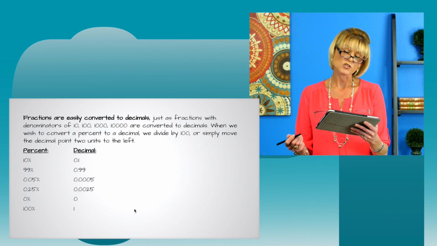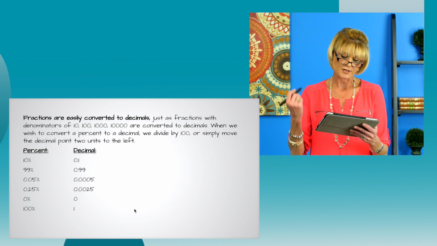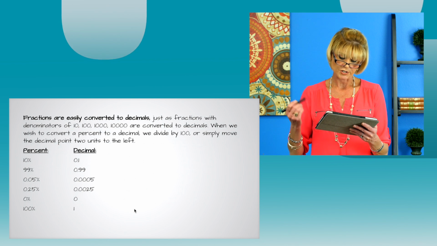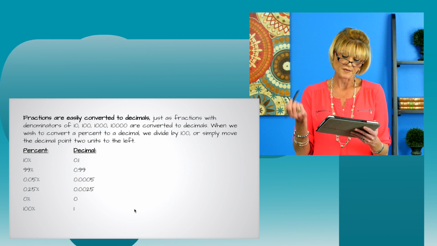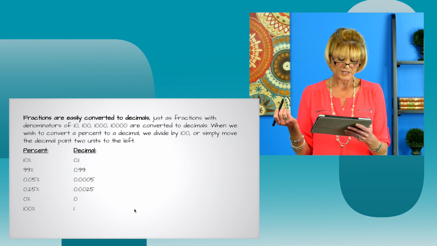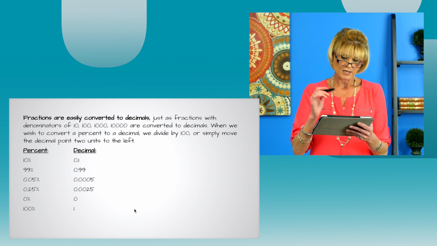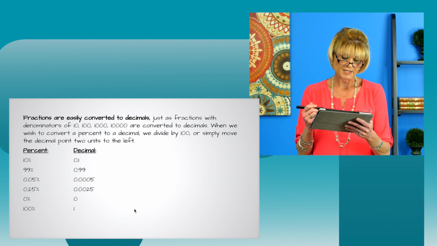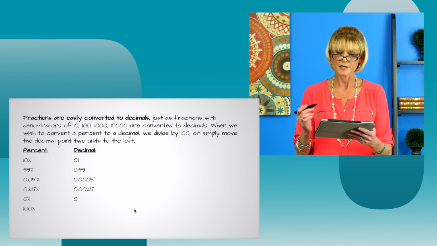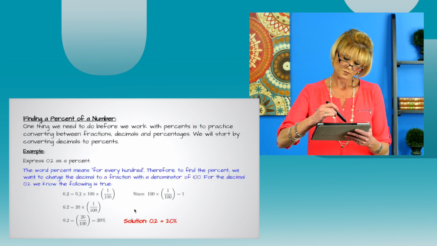Now, fractions are easily converted into decimals, just as fractions with denominators of 10, 100, 1,000, 10,000 are converted to decimals. When we wish to convert a percent to a decimal, we divide by 100, or simply move the decimal point 2 units to the left. So 10%, once we move the decimal over, is 0.1. 99% is 0.99, and so on and so forth. This is really just a review. We've covered this in the past.